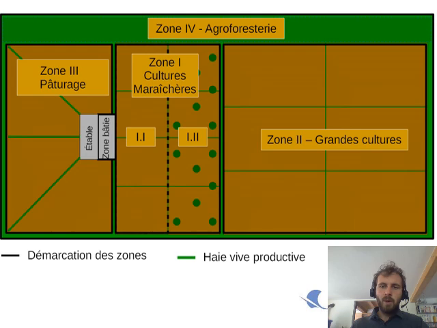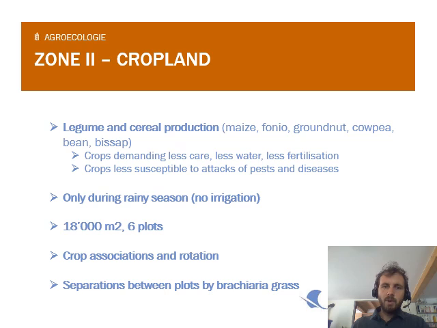Okay, so now we will look at the next zone, which is zone 2, the cropland zone. In this cropland zone we have a way bigger area, so we will give less workload, less water, and less nutrient in this area because it's too big to be as intensive as in the vegetable zone. So we have 6 plots of 3,000 square meters, and we will plant crops only in the rainy season that don't need much water, so do not need irrigation.